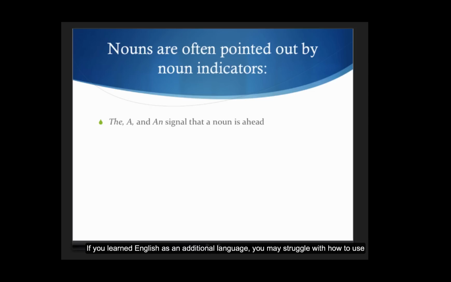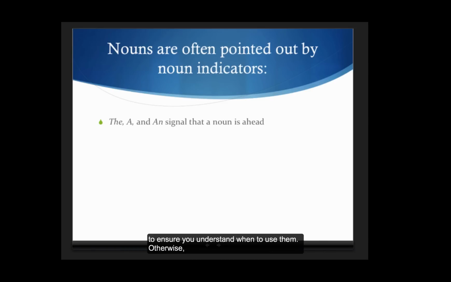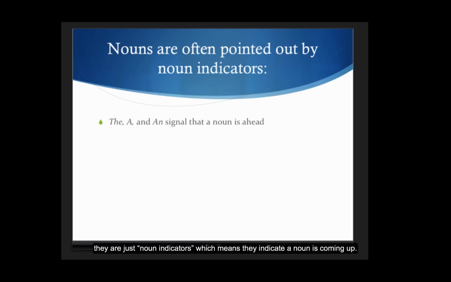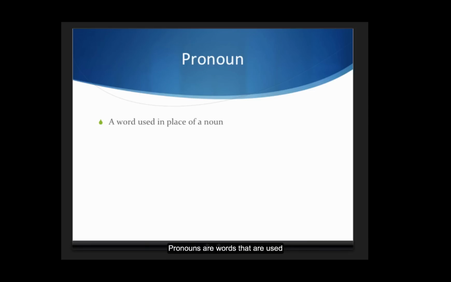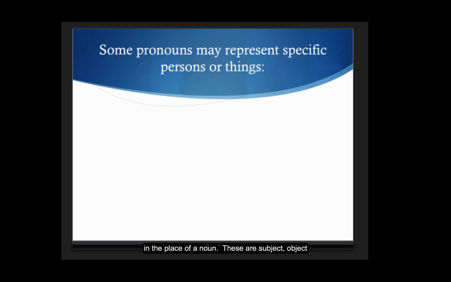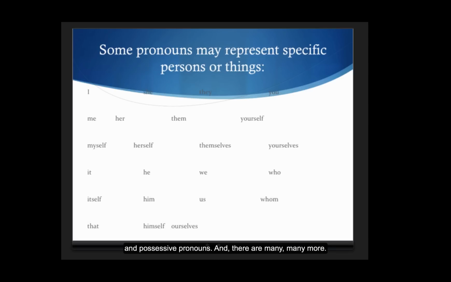If you learned English as an additional language, you may struggle with how to use articles or noun indicators correctly. Please use Chapter 13 to ensure you understand when to use them. Otherwise, they're just noun indicators, which means they indicate a noun is coming up. Pronouns are words that are used in place of a noun. These are subject, object, and possessive pronouns, and there are many, many more.